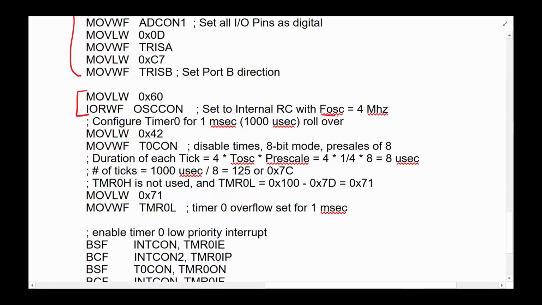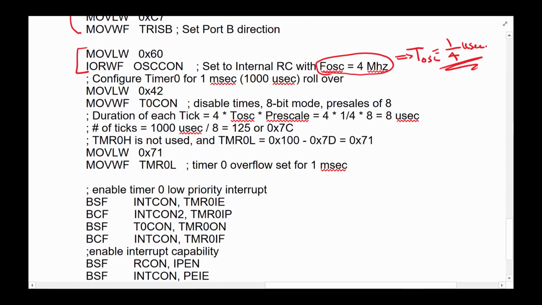In here, we're going to set the oscillator to 40 megahertz, which means the period for each oscillator clock would be 1/4 microsecond. That's the one difference that we are making, and this is the set of instructions; the 6 making the bits 1 in this particular way gives us that. Then what we are doing here is setting up timer 0 to interrupt us every 1 millisecond. 1 millisecond is 1,000 microseconds.